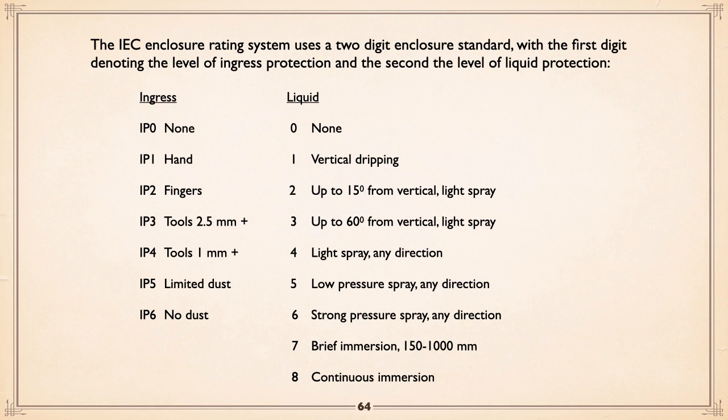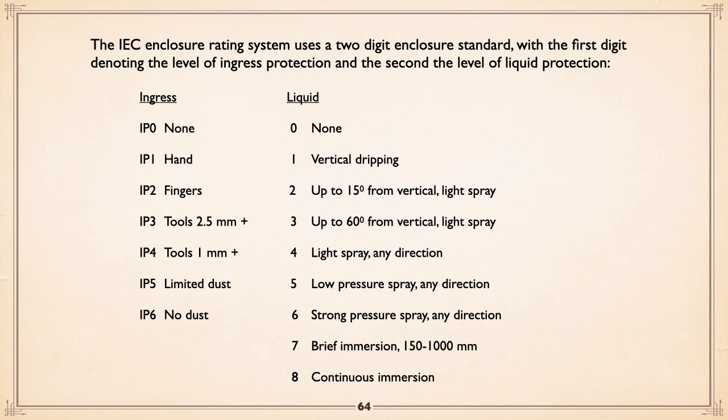basically the 0 means ingress, none. It's almost nothing. IP1 means you can't get a hand inside. IP2, you can't get fingers inside. IP3, tools 2.5 millimeters or larger, IP4 tools a millimeter or smaller. You see how it's getting smaller and smaller. IP5 limited dust, IP6 it's sealed, no dust.